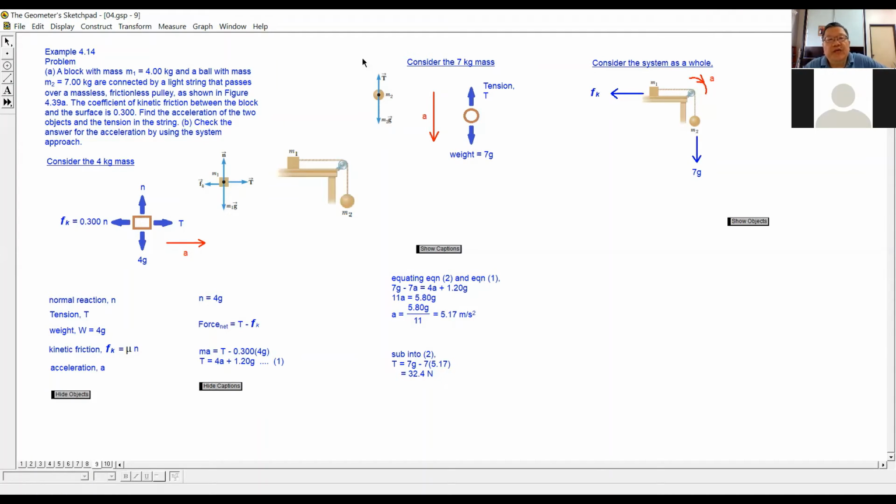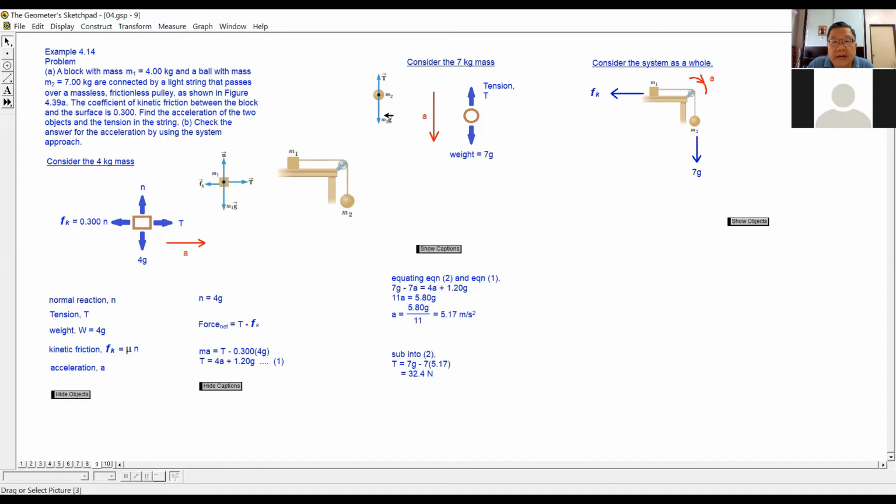Now, of these two forces, the weight and the tension, one will be bigger than the other. So when one is bigger than the other, there will be a net force. The net force will cause this object to accelerate in a certain direction. That direction is the direction of the bigger force, right?